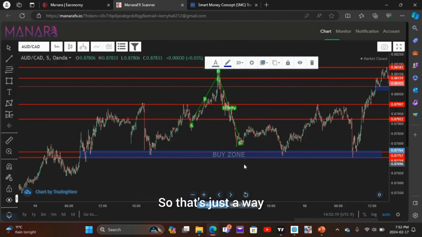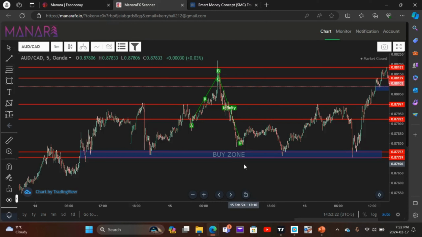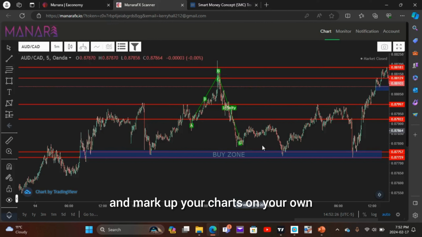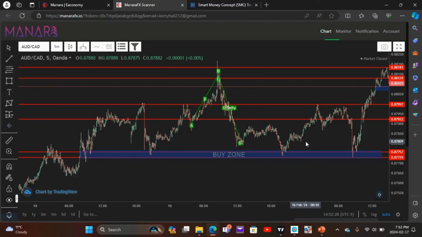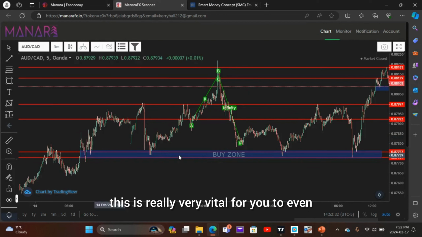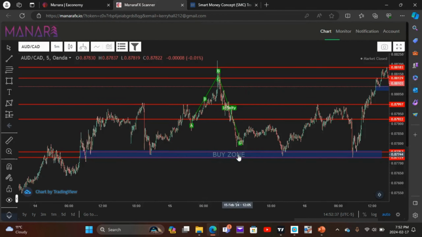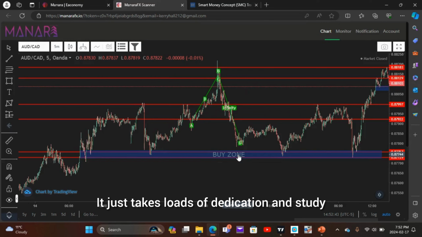That's it. So that's just a way. I'm just showing you ways in which you can customize your Manara and mark up your charts on your own. So this is really very vital for you to even be able to identify. It's not rocket science. I've learned that trading is not hard, it just takes loads of dedication and study.